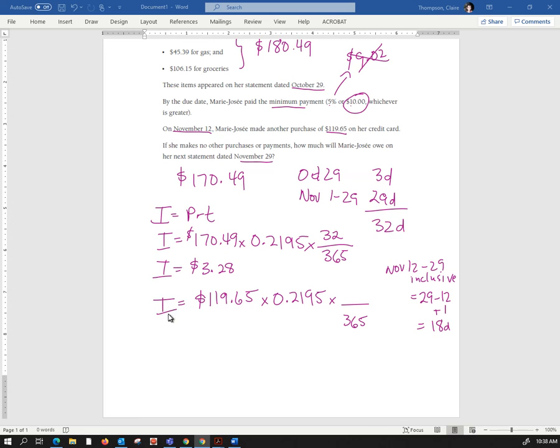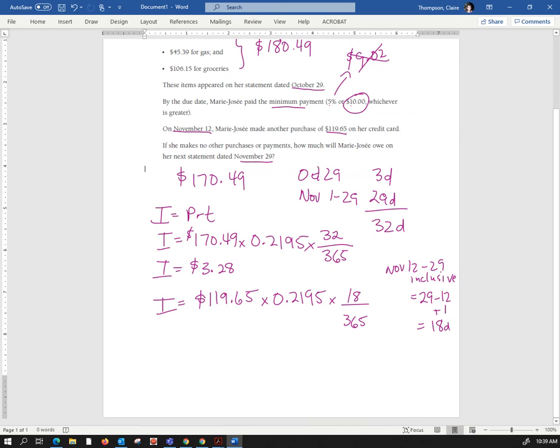Okay, so now I've got a bunch of stuff on here. Our interest is going to be the principal of $119.65. Our rate is still the same. And now we have to figure out the number of days from November 12th to the 29th inclusive. So one way to do this is to go 29 minus 12 and then add 1. Because we're not just saying how many days to get from the 12th to the 29th. We also have to pay interest on the 12th. So what we get is 18 days.